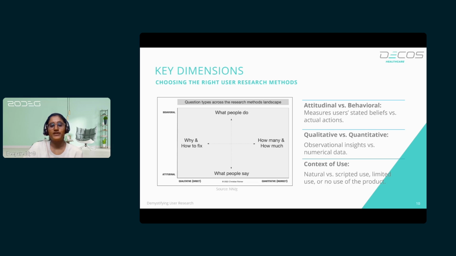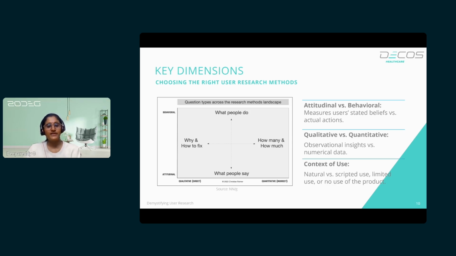And coming to scripted use, here users are guided through specific tasks to assess particular features or aspects of the product. This approach is useful for structured evaluations such as benchmarking performance or conducting usability tests, where the focus is on a specific functionality of a product or a particular user experience. So this is about scripted use.